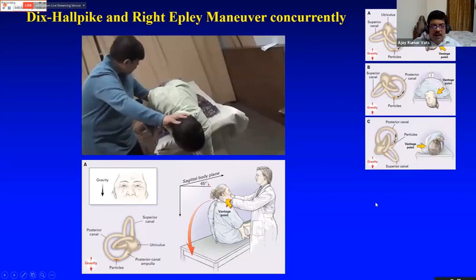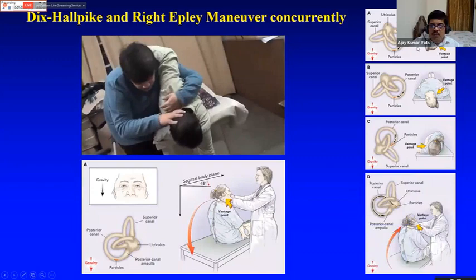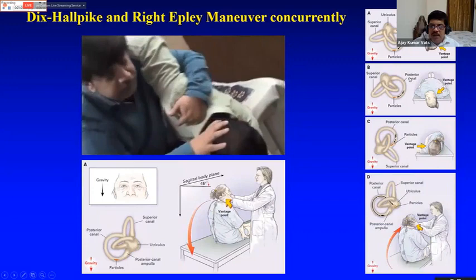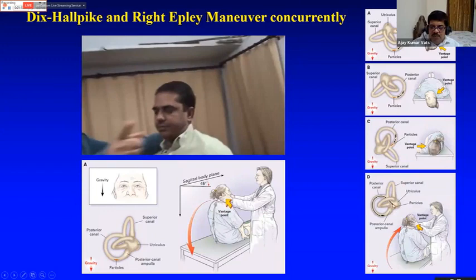And the diagram in the right panel shows the movement of otoconia from near the ampullary arm of the right posterior semicircular canal towards the crus commune, in the crus commune, and finally repositioned back into the utriculus.